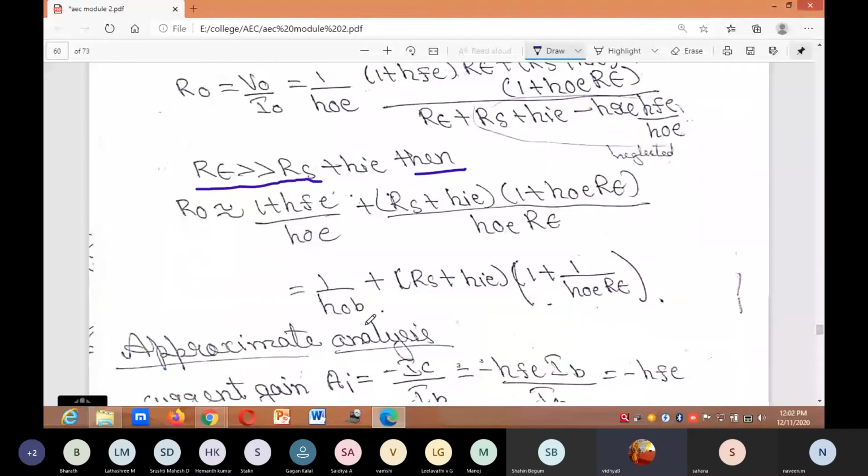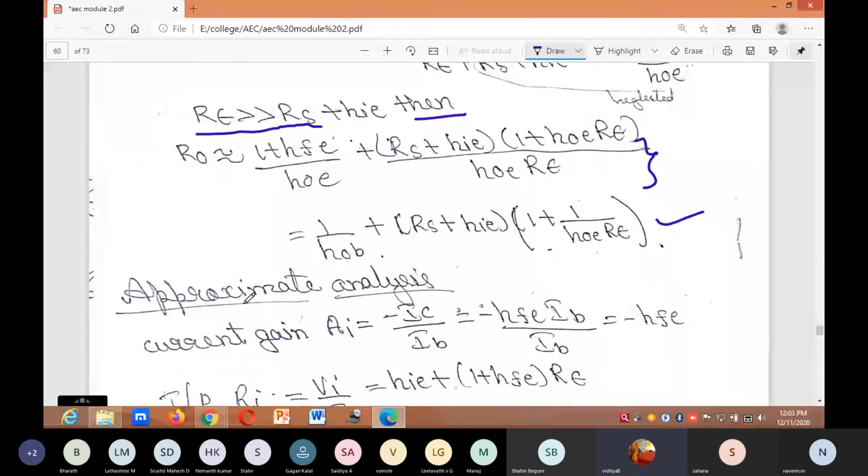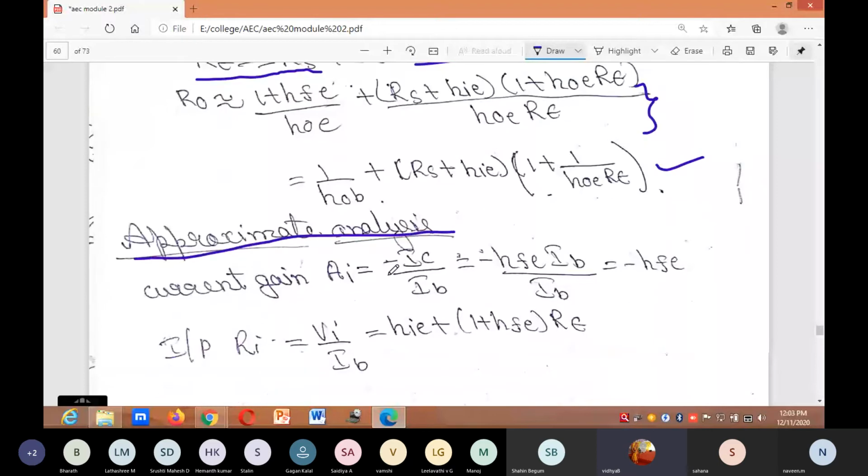Is equal to, if you solve this, what you will get? 1 divided by HOE plus RS plus HIE, 1 plus HOE divided by RE. Okay, if you solve this, you will get this equation. Okay, next, approximate analysis. Current gain, that is AI, is equal to what? Minus IC divided by IB. Is equal to minus HFE into IB divided by IB, is equal to minus HFE.